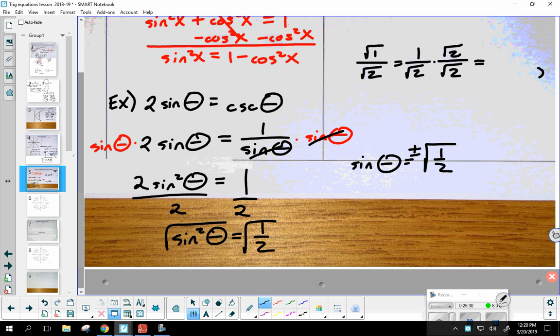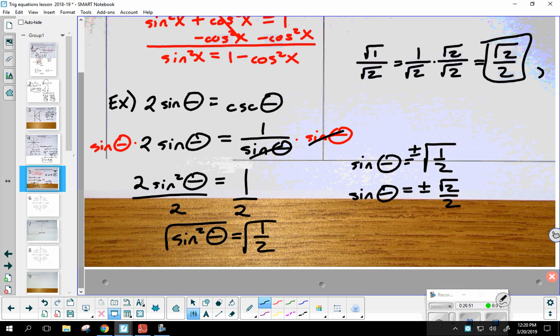So what would that become? There you go. And see, that is something we recognize on the unit circle. Okay. So sine of theta is actually plus or minus the square root of 2 over 2. Now, how many of the quadrants am I going to be looking at for my answers?